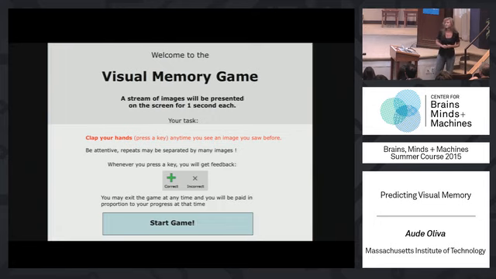This is a topic we started in my lab a few years ago, and the best way for you to get a sense of how you start working on memory, for instance, is to do the kind of game and experiment we had people doing.